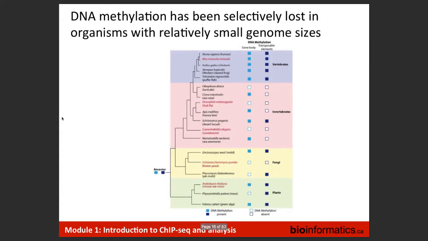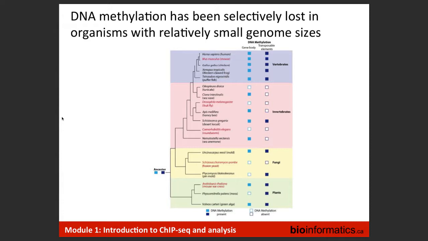Okay. So another important thing, so that's kind of an overview of methylation, but I just wanted to point out, and hopefully everyone is aware, that DNA methylation itself has been selectively lost in a number of species, including a number of model organisms, right? So DNA methylation itself is not required for life. It's not required for multicellular differentiation. We can lose it and things seem to be fine.